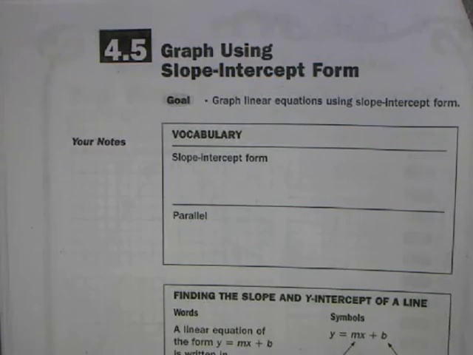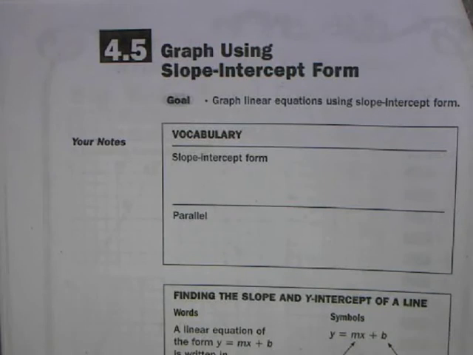Okay, so this is graphing using slope-intercept form. Right now, so far, we've learned how to graph using a table, and we've learned how to graph using intercepts. Guess what? This method is the quickest and easiest one. I know, I waited to the last minute to show you, but it was important for you to learn the other methods. If you can graph using slope-intercept form, there's hardly even any work that you have to do.